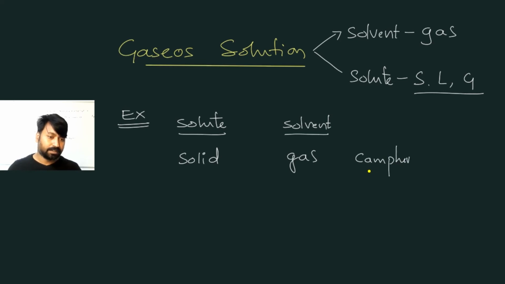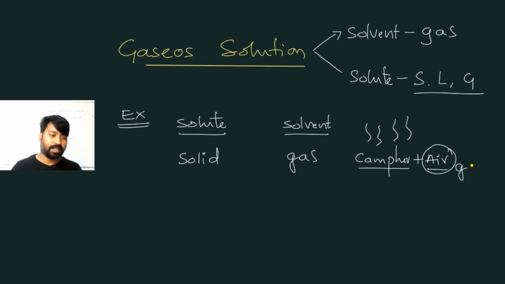This is camphor. If you keep camphor in a room, it evaporates, because it is a volatile solid. It evaporates and mixes with the air. In the room, camphor is present in a small quantity and air in a larger quantity. Air is a gas, and camphor is a solid, and therefore a solid is dissolved in a gas. Okay, this is one part.